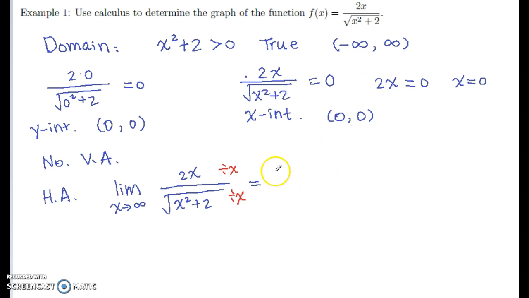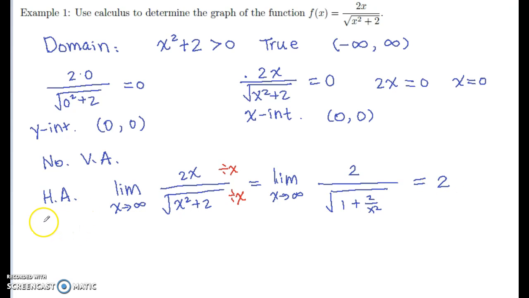So in that case, we have the limit as x goes to infinity. On the top, we get 2. In the bottom, we divide by x. x is positive infinity, so it's positive, so we can bring it into the square root function. Okay, so it's just the square root of 1 plus 2 over x squared. So as x goes to infinity, 2 over x squared is 0. So it's 2. Therefore, the horizontal asymptote is y equals 2 when x goes to infinity.